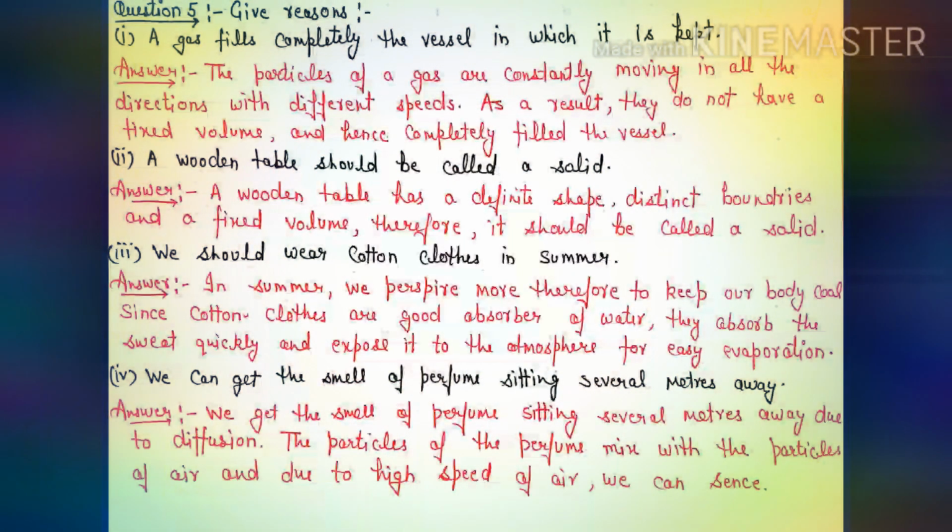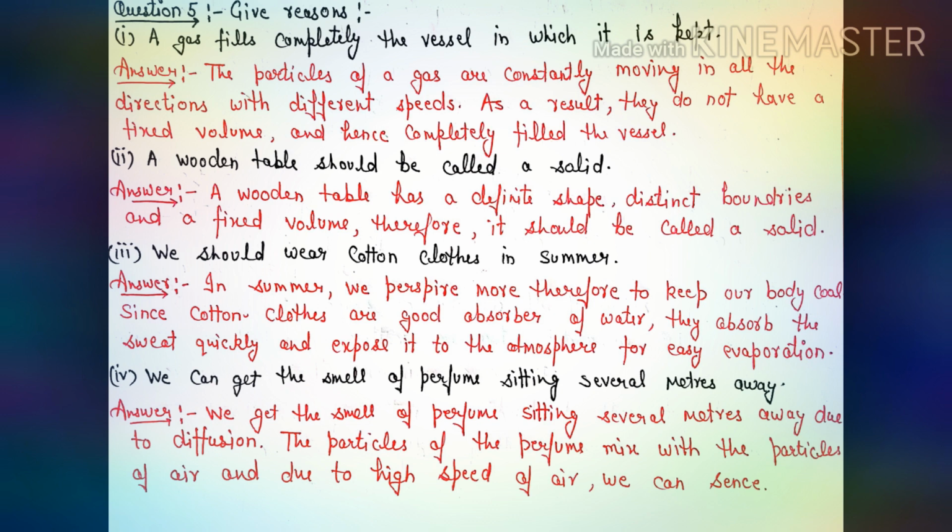Question number 5. Give reasons. Number 1, a gas fills completely the vessel in which it is kept. The answer is: the particles of a gas are constantly moving in all directions with different speeds. As a result, they do not have a fixed volume and hence completely fill the vessel. Number 2, a wooden table should be called a solid because a wooden table has a definite shape, distinct boundaries and a fixed volume. Therefore, it should be called a solid.